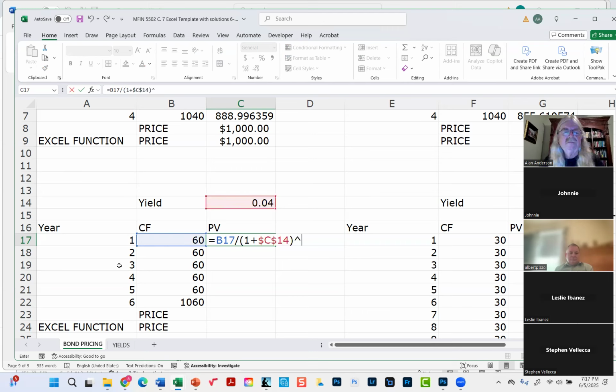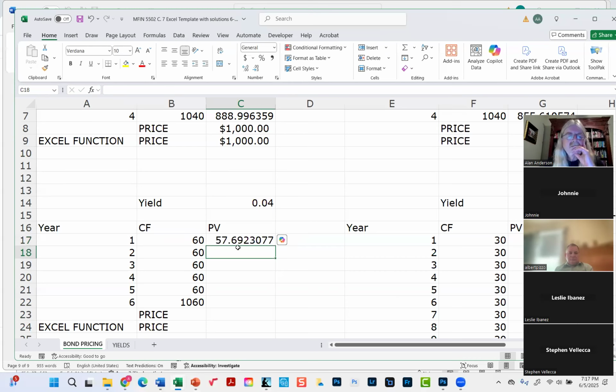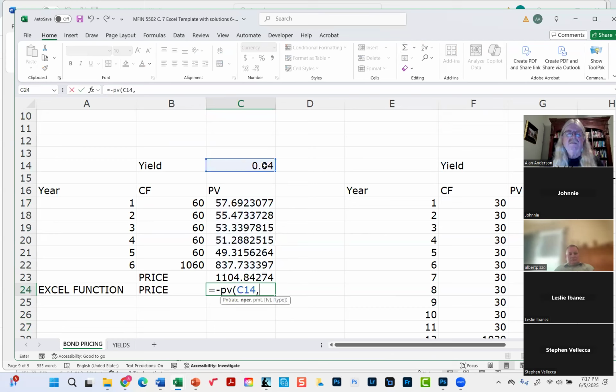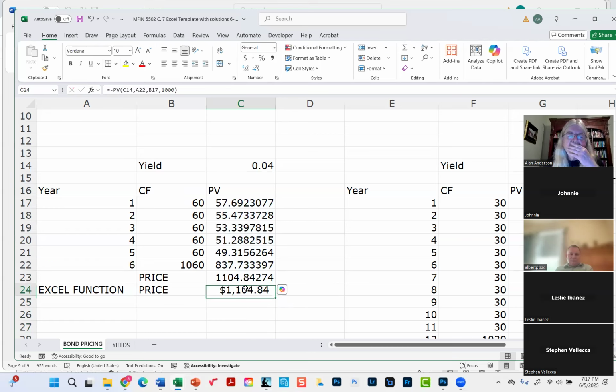raised to this power. Drag it down, add it up, or you can hit this little sum button if you want. And if you use Excel's version, you'll get the same thing. The rate is here. The number of periods is here. The payment is here.